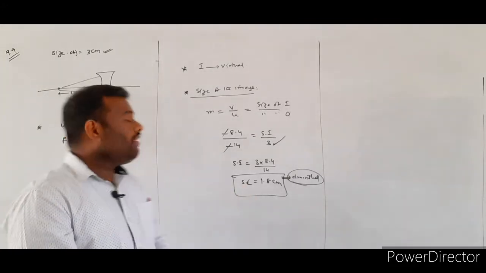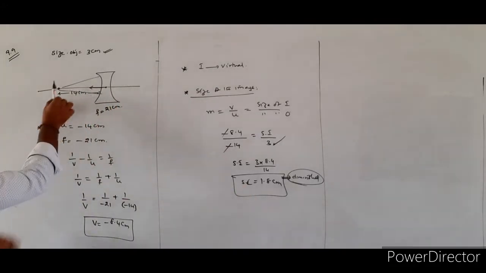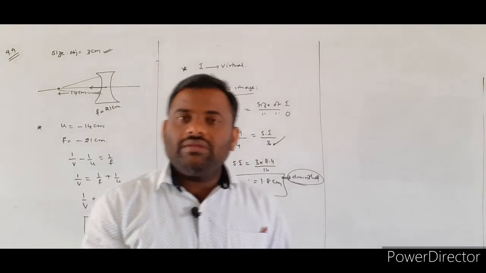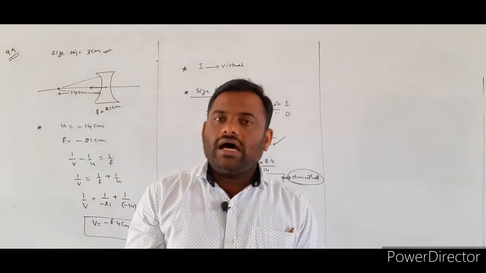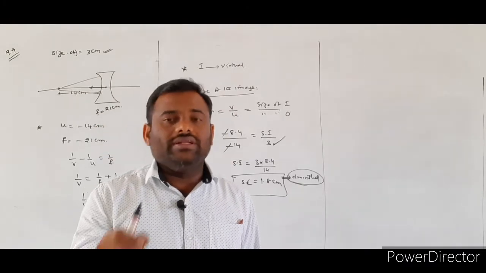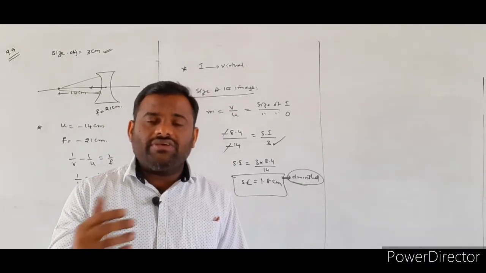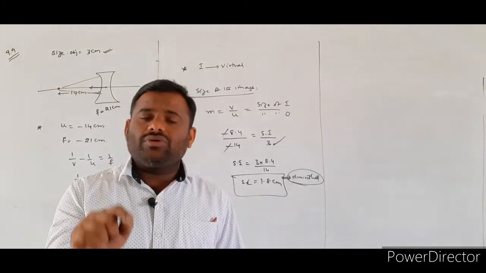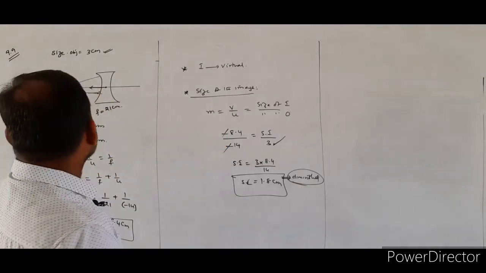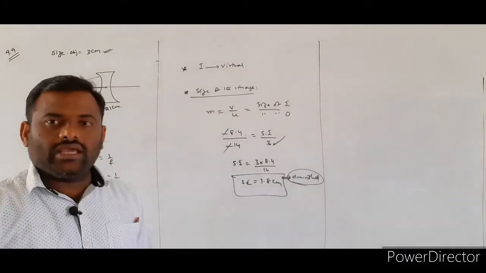Next, they told that whenever the object moves away from the lens, the image will be reaching the focal plane, or the principal focus of the given concave lens. Whenever the object moves away from the lens, the image will be approaching the focal point of the concave lens. So this is numerical number 9.9.